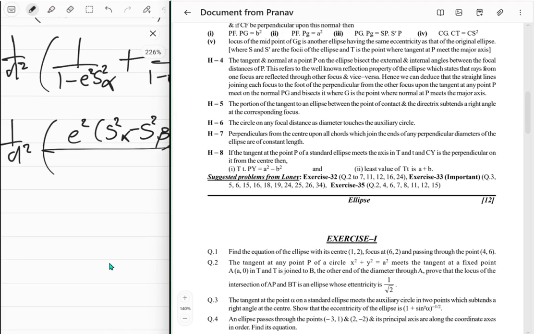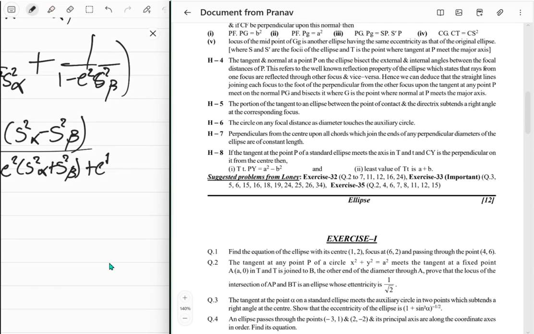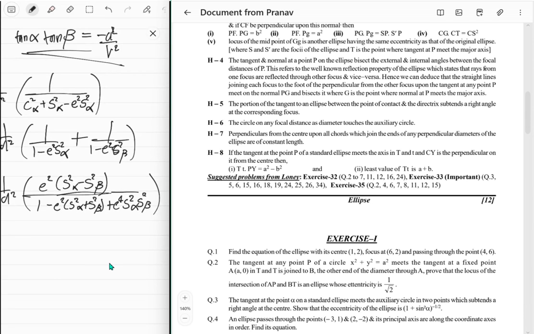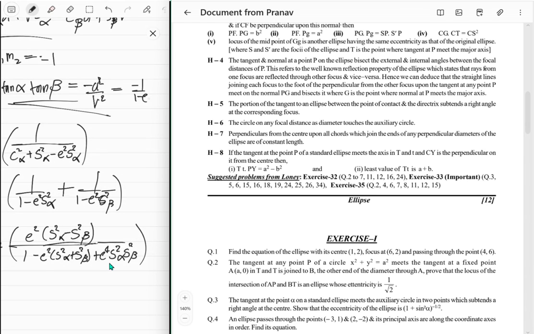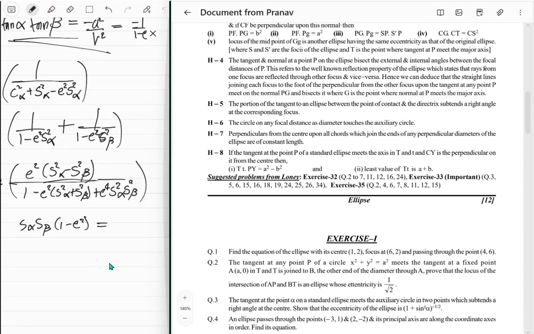We'll see what happens. We got 1 minus e square sine square alpha plus sine square beta plus e power 4 sine square alpha sine square beta, right? Now, I mean, this should turn out to be something of the form sine square alpha minus sine square beta. How? I think the only way is actually to figure out this. This is going to equal negative 1 upon 1 minus e squared. Then that goes over here. It's sine alpha sine beta times 1 minus e squared is equal to negative cosine alpha cosine beta.